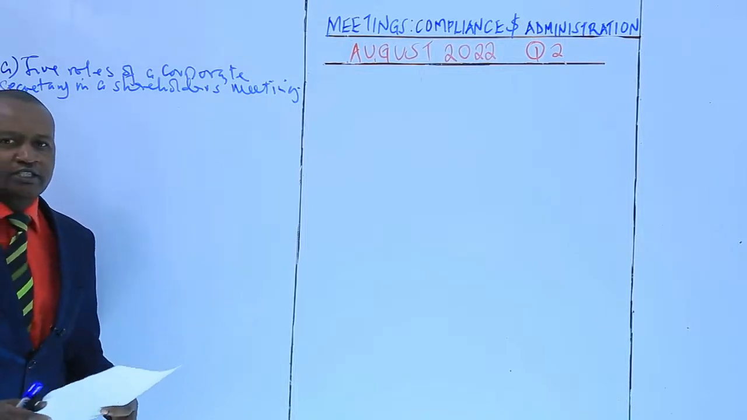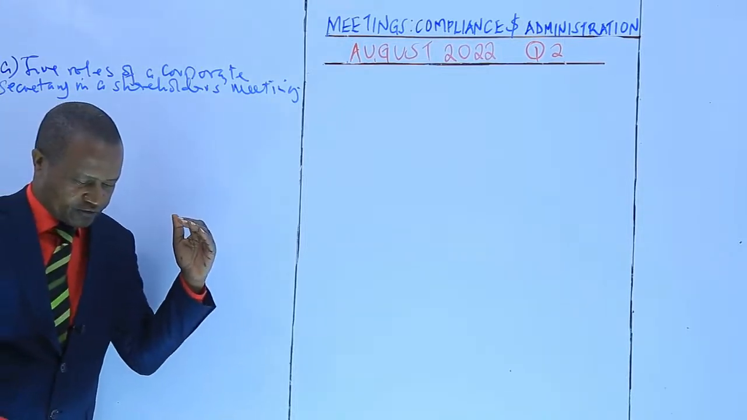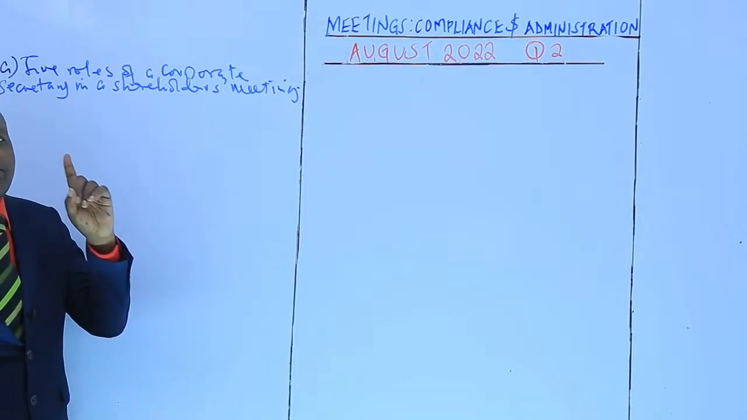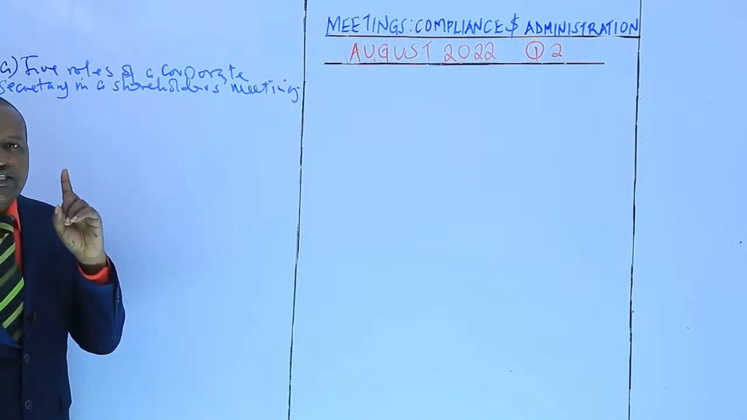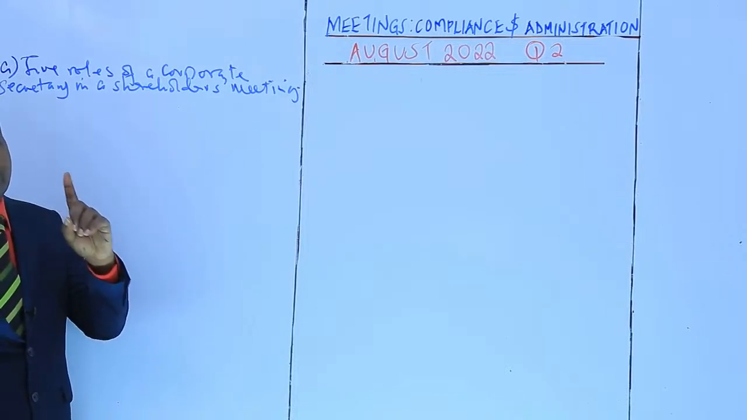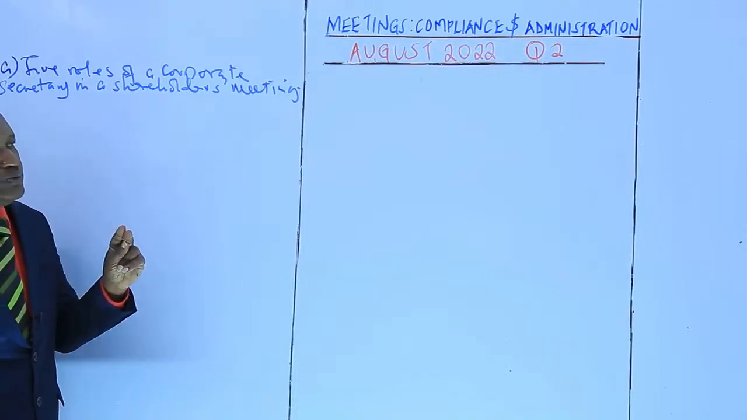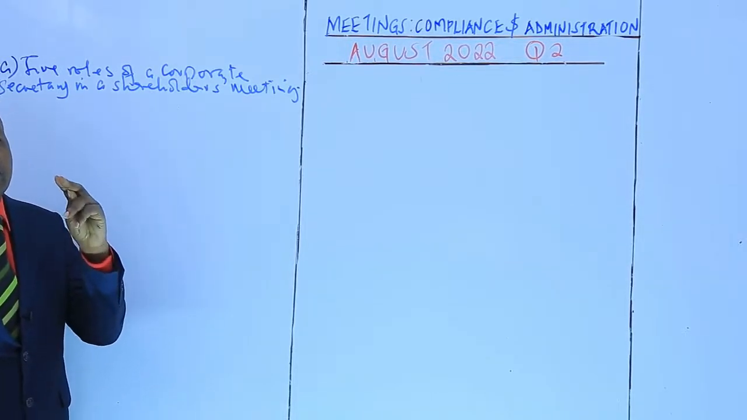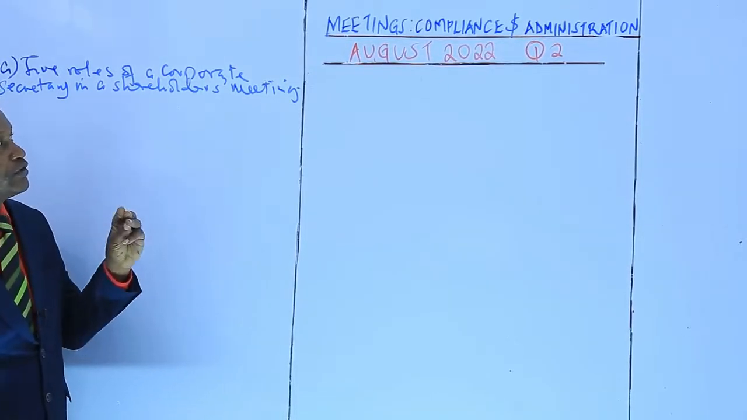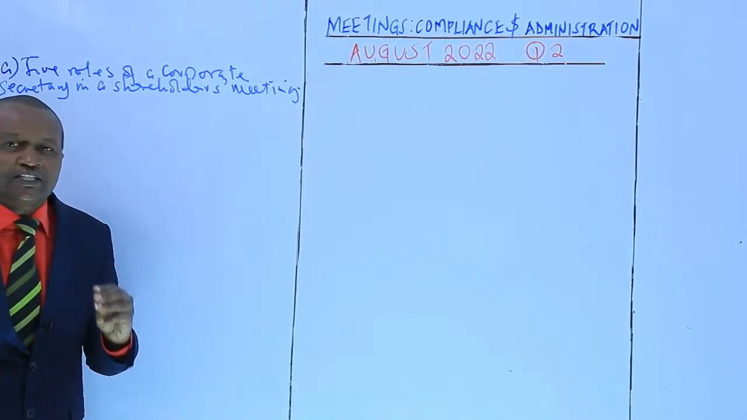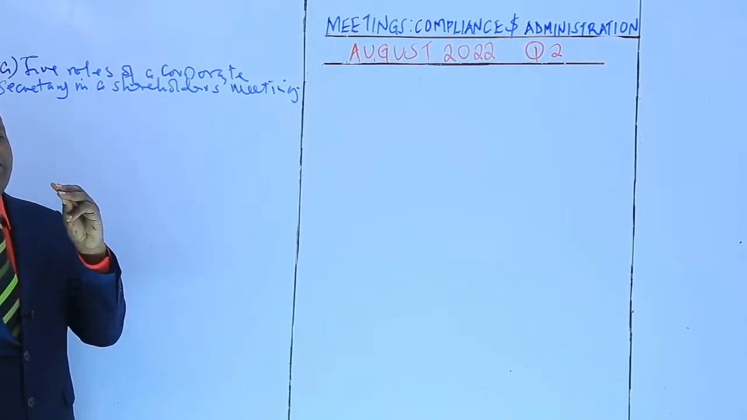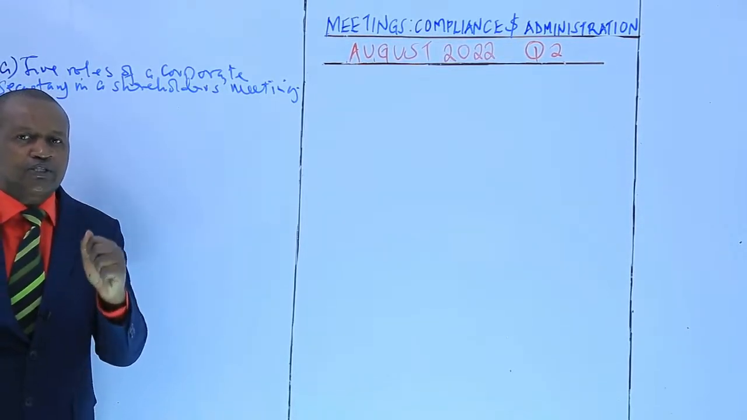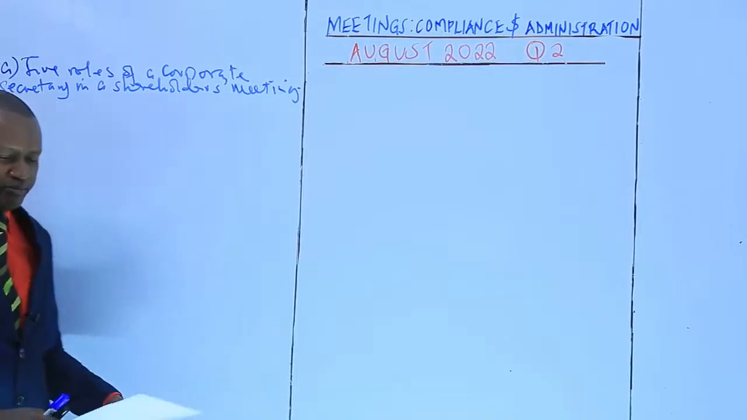Now we are going to discuss 5 roles of the corporate secretary in a shareholders meeting. The first one is meeting logistics. He is responsible for organizing the logistics. Number 2, agenda preparation. Number 3, documentation and communication. The 4th role is meeting facilitation. And lastly, minutes and record keeping. Those are 5 roles of a corporate secretary in a shareholders meeting.